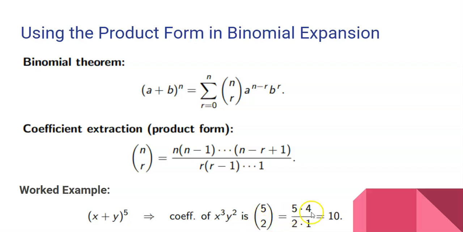We're going to have 2 factors in the numerator starting from 5. So we just have 5 times 4. And for the denominator, we're also going to have 2 factors starting from 2, so we have 2 times 1. 5 times 4 is 20, 2 times 1 is 2, and 20 divided by 2 is 10.